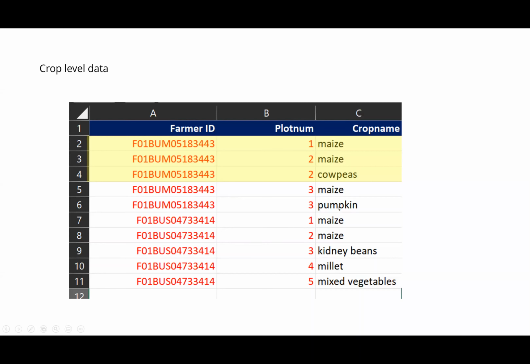Why did they put 5 crop level data? Because a plot can have more than one crop. For example, plot number 2 had maize and cowpeas, and they decided to separate the crops into different rows. And that's why they call it the crop level data. So they had 1, 2, 3, 4, 5 rows.